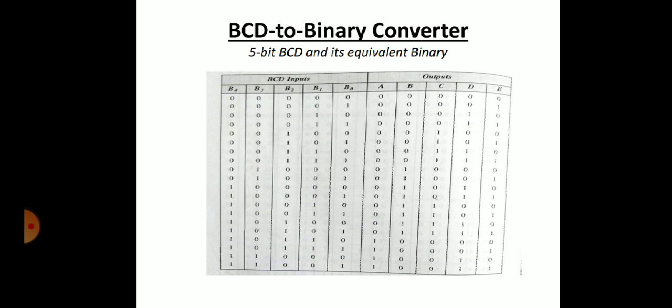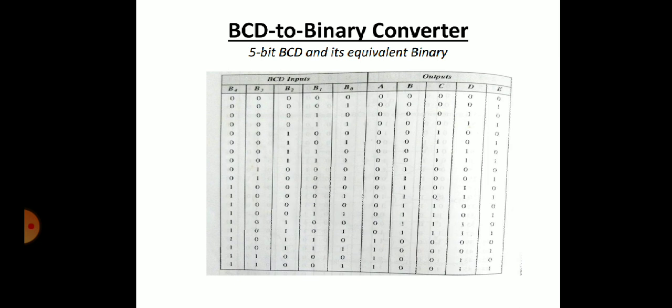You can see first the BCD inputs. There are B4, B3, B2, B1, B0. Okay, so there are 5 variables, and the outputs are A, B, C, D, E. As there are 5 variables, the outputs will be 5.